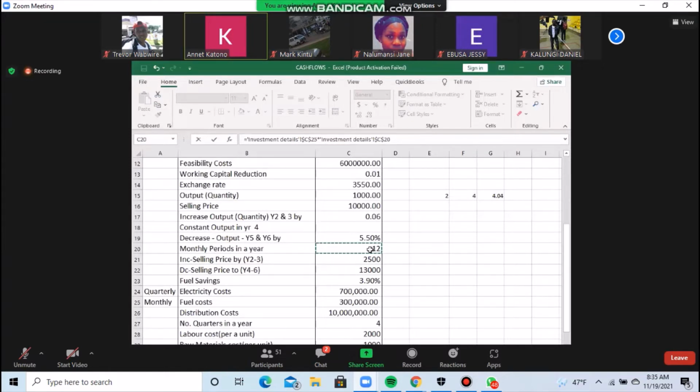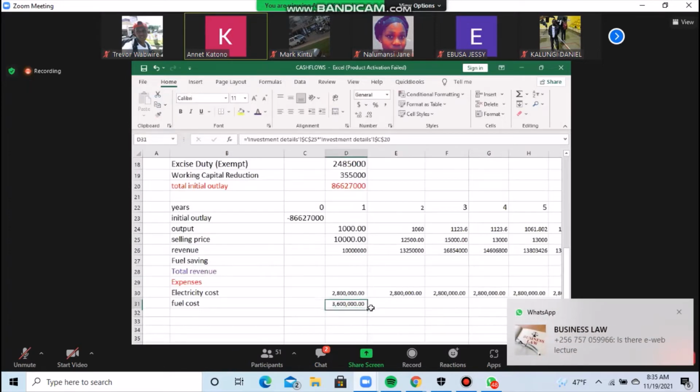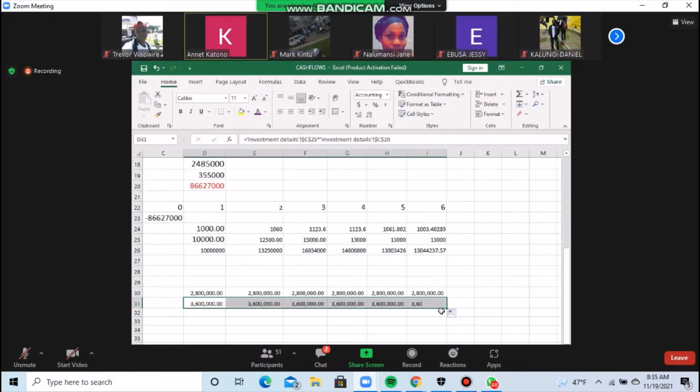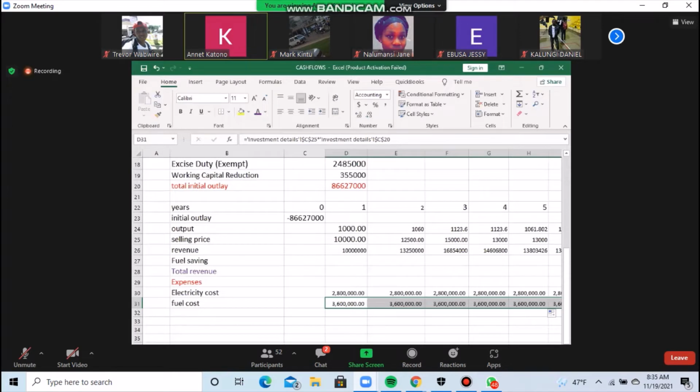So enter and get your final answer. That is the fuel cost on an annual basis. So you have this autofill. If you don't fix, then it may not work for the rest of the periods. Now, still we need to be very critical once you're given a question.